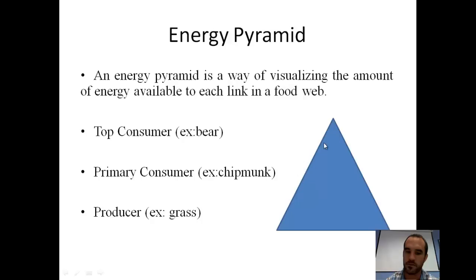This slide here is just talking about what I just said. The pyramid ends at the top because only 10% of the energy is available, and it's passed on to the next level. Some of that energy is used for growth, respiration, digestion, and a large percentage of it is lost as heat.